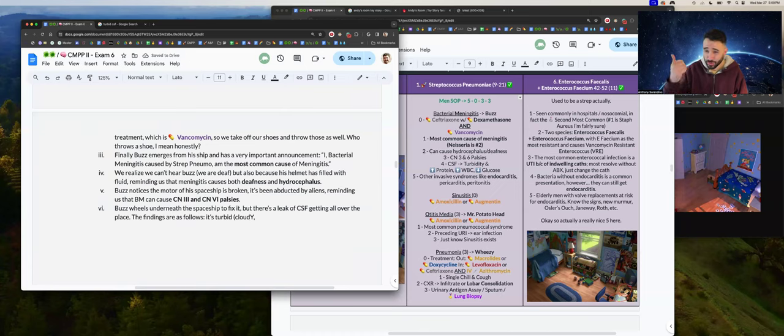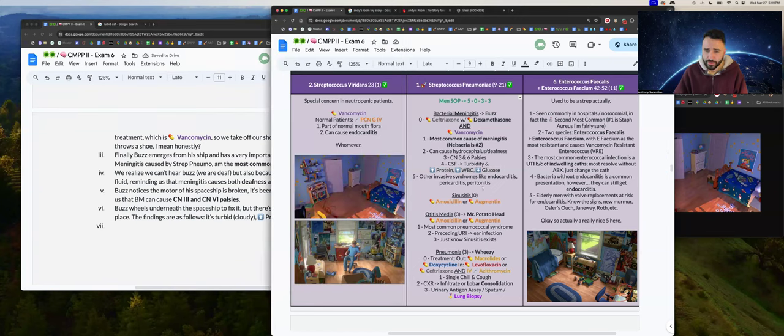Sugar should be down. Everything else should be up, like protein. Yeah. It's turbid. So these are pretty common findings for meningitis. Big thing there is that glucose is down. So 4 things we need to remember there.